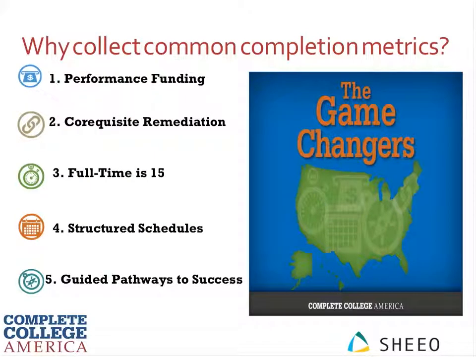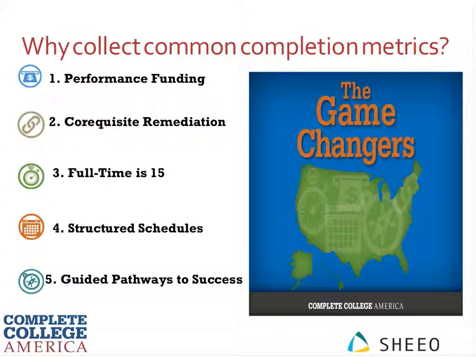So what do we do with them? Well, they inform the policies that we work with our states to implement. For instance, performance funding, the co-requisite remediation model, our work on 15 to finish that came out of the University of Hawaii, the structured schedules that have done so much for Tennessee institutions in particular, but also CUNY and starting with the Ivy Tech system in Indiana, and our umbrella policy, the guided pathways to success.